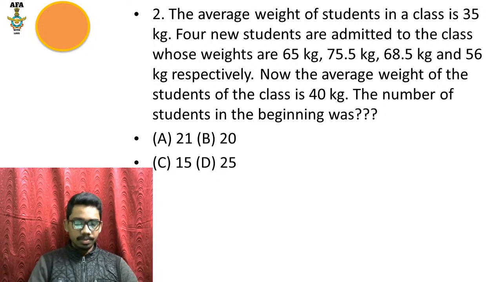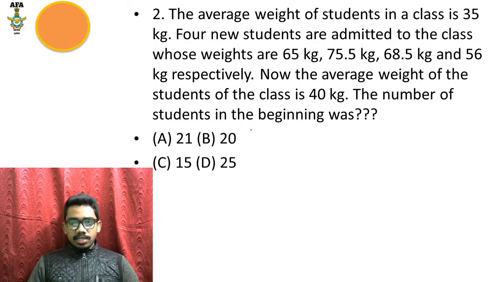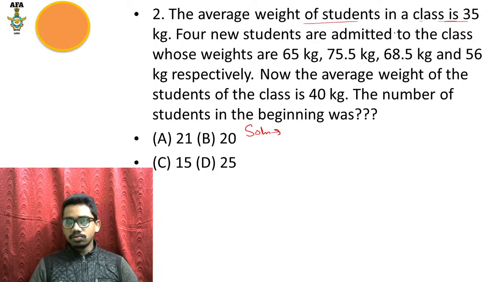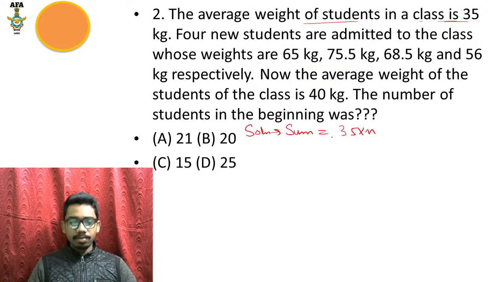Okay, your time is up. Now let me give the solution for this question. So the average weight of students in a class is 35 kg. I don't know the number of students, so I will just assume it to be n. So the sum will be equal to 35 into n, or you can write 35n.